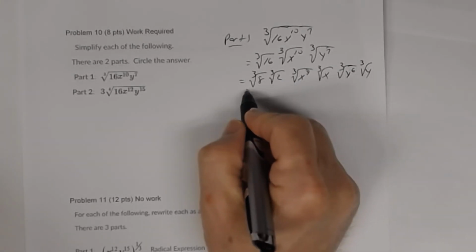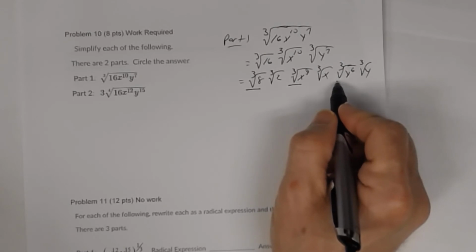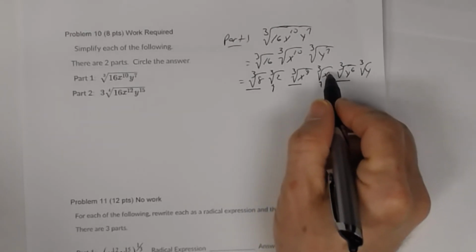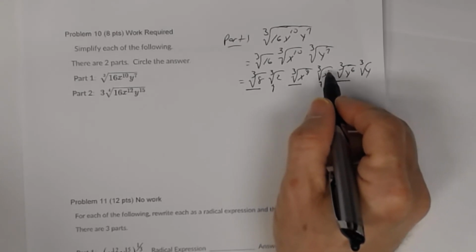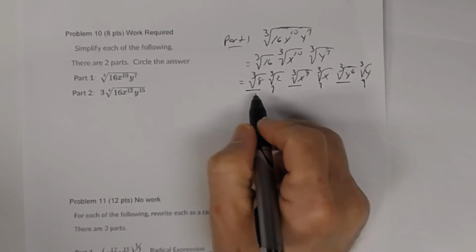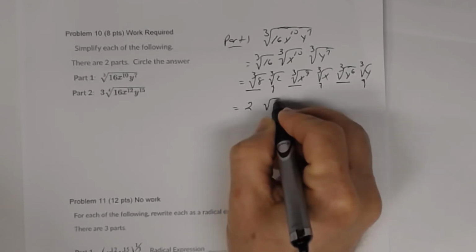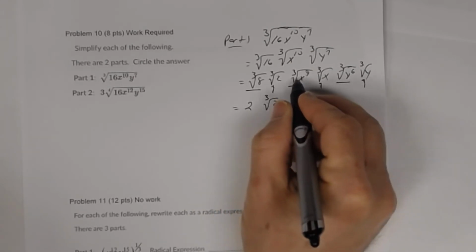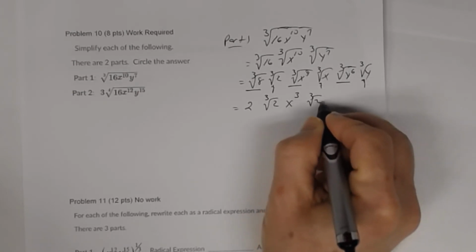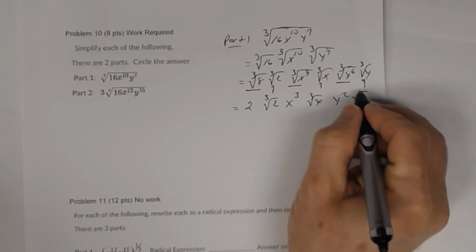Now we can simplify these. The others I cannot simplify, because the exponent 1 is less than the index. Same reason here. So now the cube root of 8 is 2, times the cube root of 2. The cube root of x to the 9th is x cubed times the cube root of x. The cube root of y to the 6th is y squared times the cube root of y.